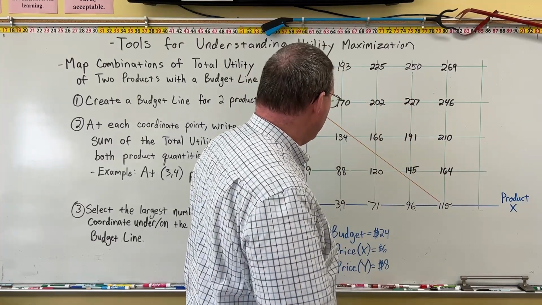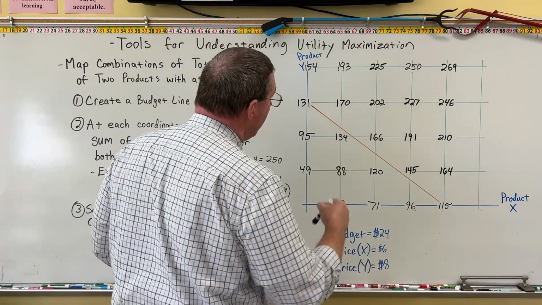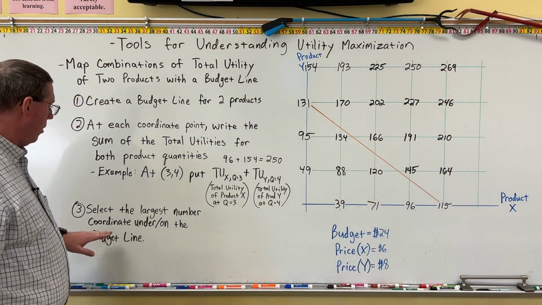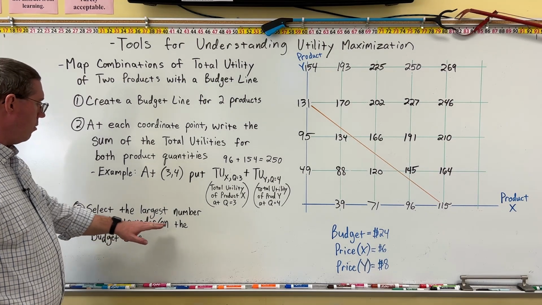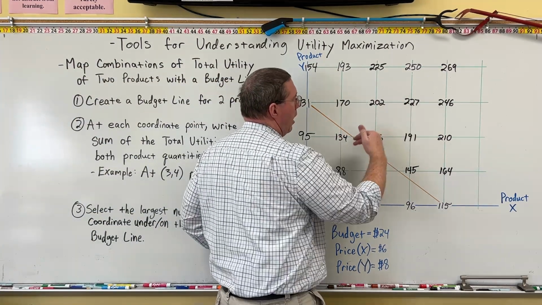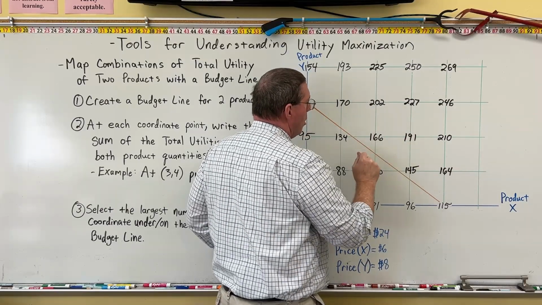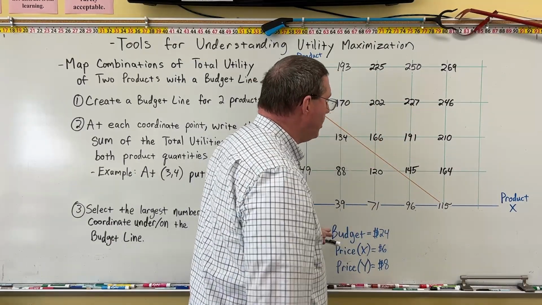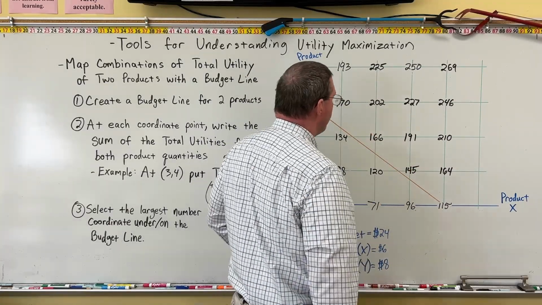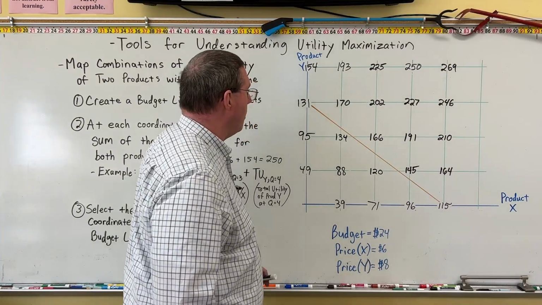Okay, we're just about done here, because once you've done all this, all you have to do now is select the largest number on a coordinate that's under or on the budget line. So anything outside of the budget line, we cannot achieve these numbers. This person, given their budget, cannot get 145 utility. They cannot get 166 utility. They cannot get 227 utility.